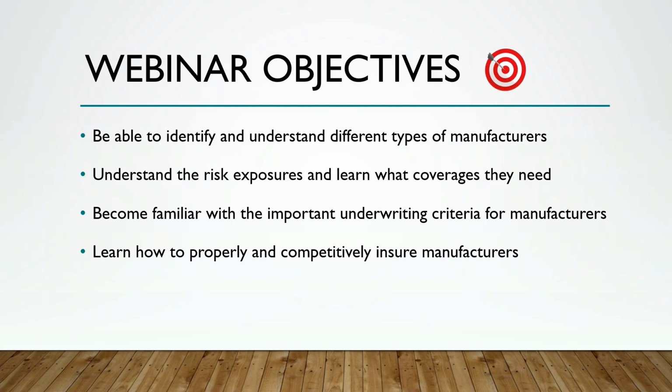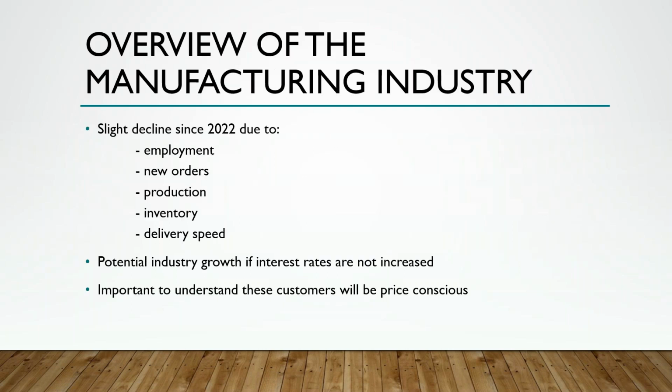Hi, everyone. Thank you for joining us. The webinar objectives are to be able to identify and understand the different types of manufacturers, understand their risk exposures, and learn what coverages they need, become familiar with the important underwriting criteria for manufacturers, and learn how to properly and competitively insure manufacturers.